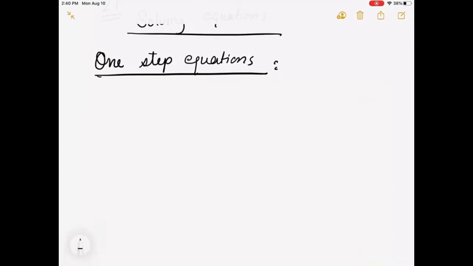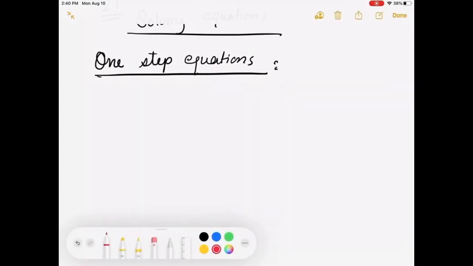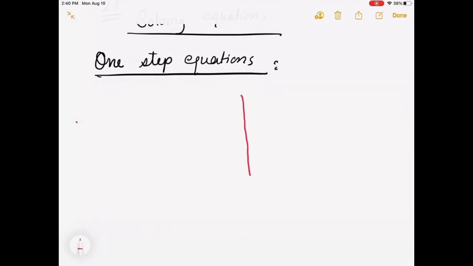Let's make it colorful, pick a different color. So let's start off with one step. I'm going to show you two different examples. So I have x plus 4 equal to negative 12, and on the other side, I have 3x equal to 15.